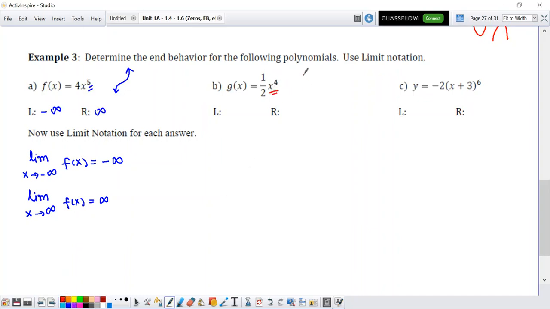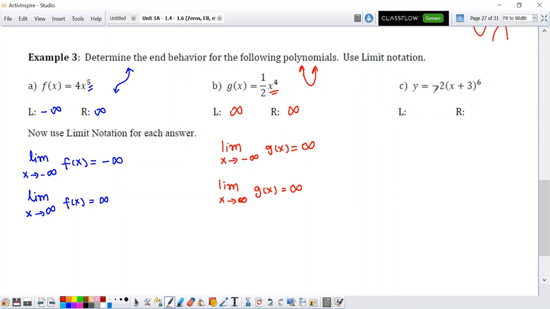So even, everybody should know. Fourth degree, both go in the same direction. So left hand and right hand, they both are going up. How do we write? Limit as x goes to negative infinity, g goes up. Limit as x goes to positive infinity, g is also going up.